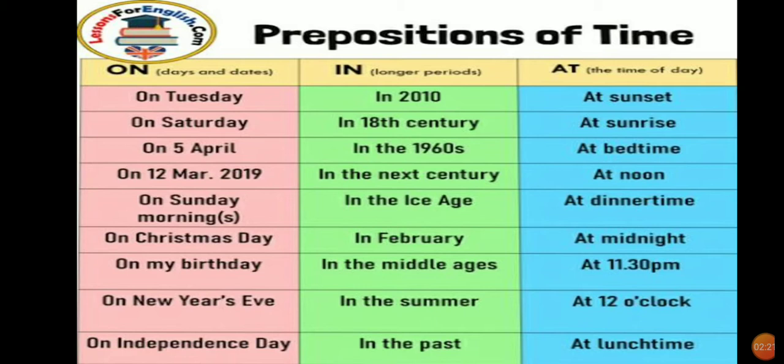We use in for longer periods. In 2010, in 18th century, in the 1960s, in the next century, in the Ice Age, in February, in the Middle Ages, in the summer, in the past. And we use at for the time of a day. At sunset, at sunrise, at bedtime, at noon, at dinner time, at midnight, at 11:30 p.m., at 12 o'clock, at lunchtime.